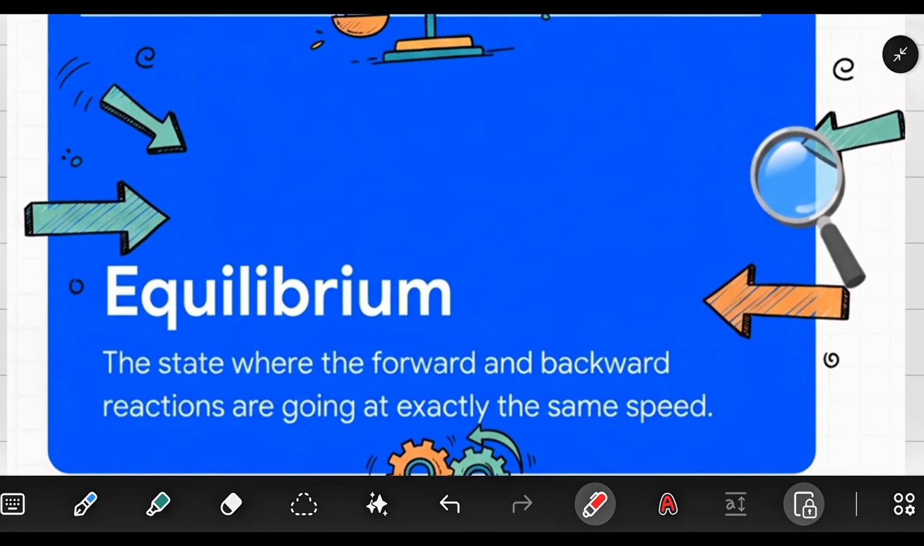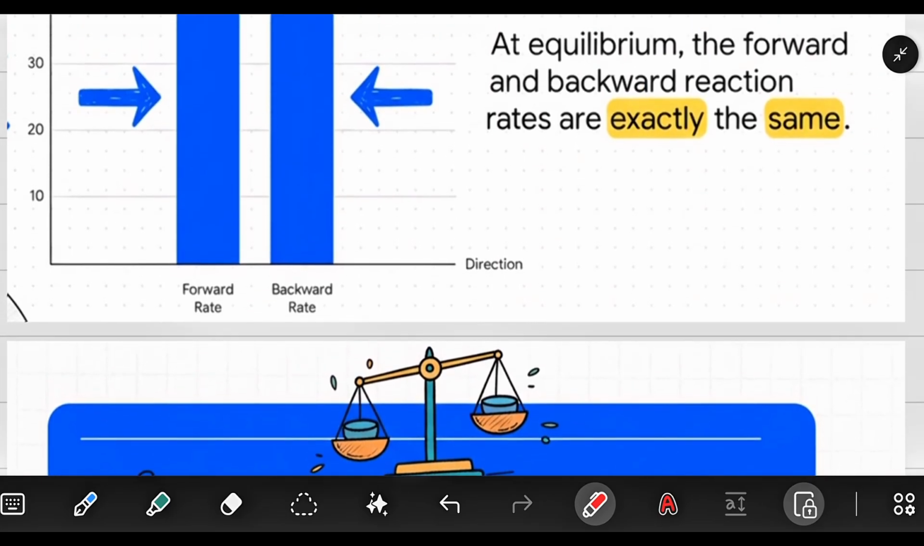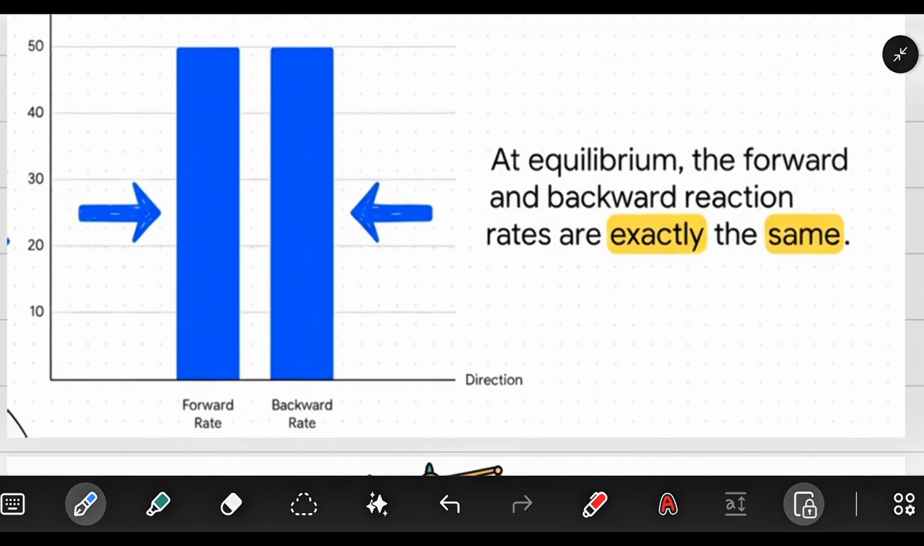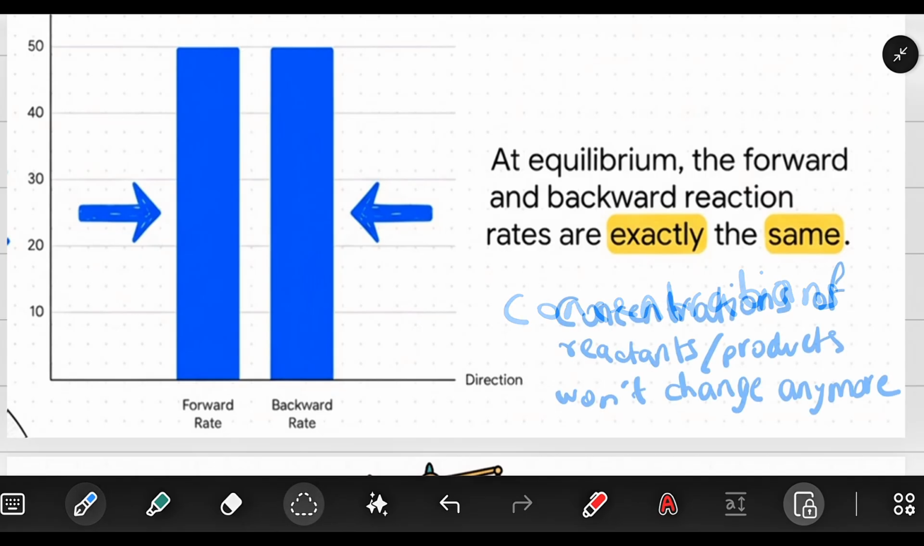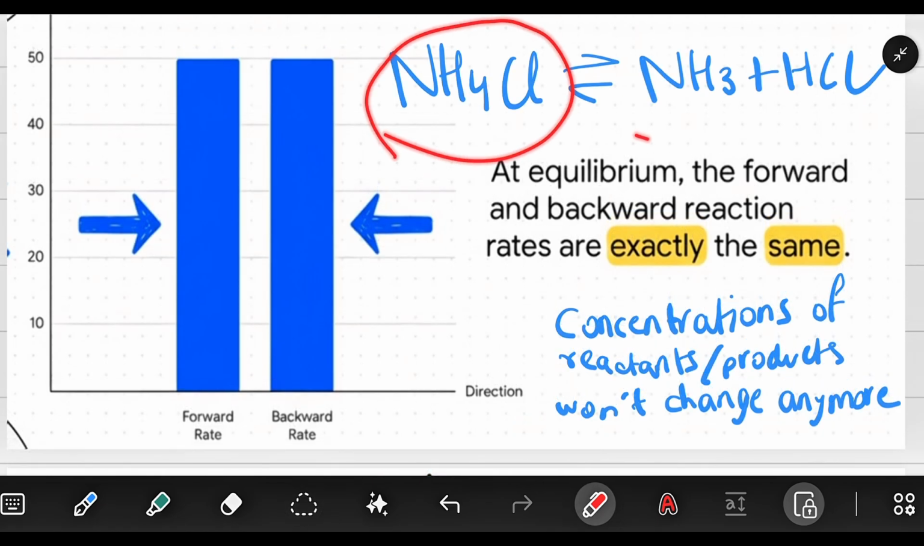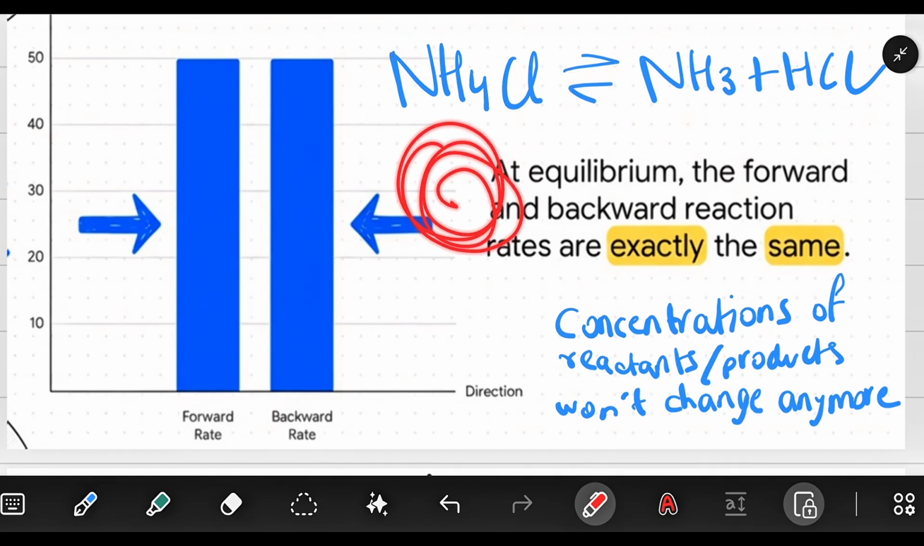Equilibrium is the state where the forward and backward reactions are going at exactly the same speed, as we discussed over here. Another concept which arises is that the concentrations of the reactants and the products won't change anymore. The concentrations of the reactants and the products are constant at equilibrium, but they are not the same. For example, there could be lots of NH4Cl present as a reactant and small amounts of NH3 and HCl present at equilibrium, but the concentrations will remain the same.